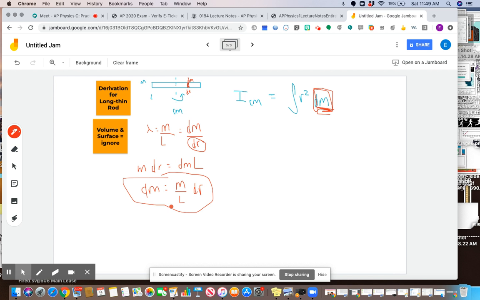So basically what this expression tells us is that the mass of this little sliver is equal to the total mass of the rod divided by the total length of the rod if we were to take the integral with respect to dr. Okay, so we're coming up with a relationship to relate total mass, total length to the mass and length of that tiny little sliver. And then we plug in.